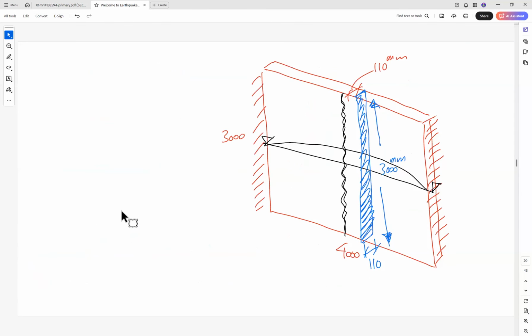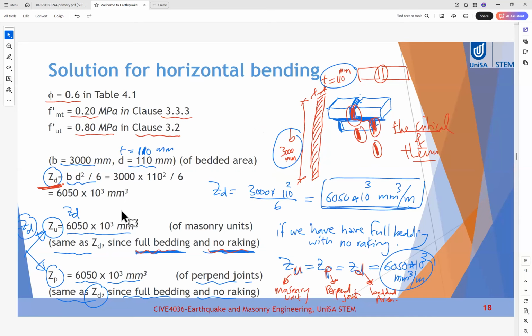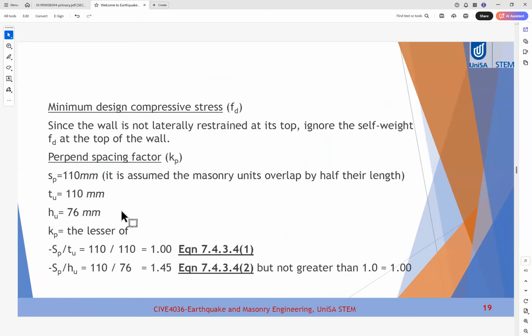So after we got ZB, what is the next to find? The next to find is FD, the minimum design compressive stress. Since the wall is not laterally restrained at its top, ignore the self-weight FD at the top of the wall.